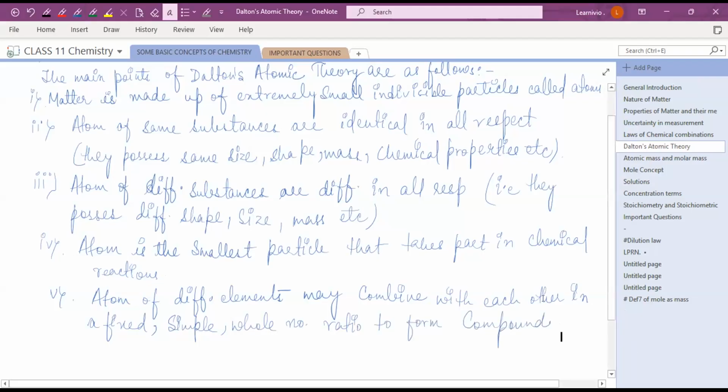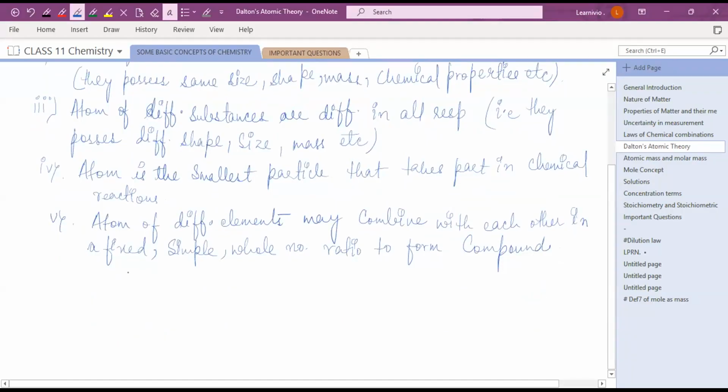Sixth was that atoms can neither be created nor be destroyed. Which law was it? The first law. What was the name of the first law, Fatima? Law of conservation of mass. Yes, good.